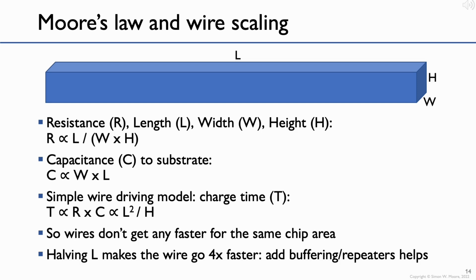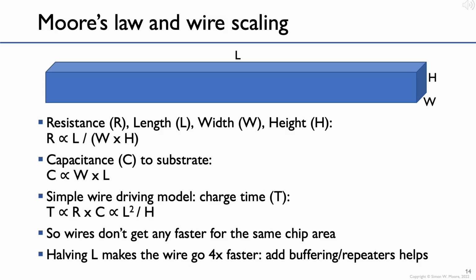When people think about Moore's law, they're typically thinking about transistor performance, but actually wire performance is also absolutely critical. So let's look at how wires scale on chip and why actually we have a real problem today. So the resistance of a wire, and I've got a very simple wire depicted there in blue, the resistance is proportional to the length of the wire divided by the cross-sectional area, which is the width times the height.